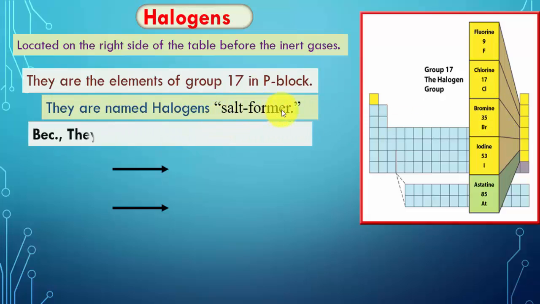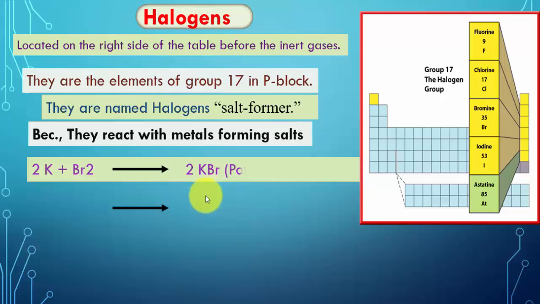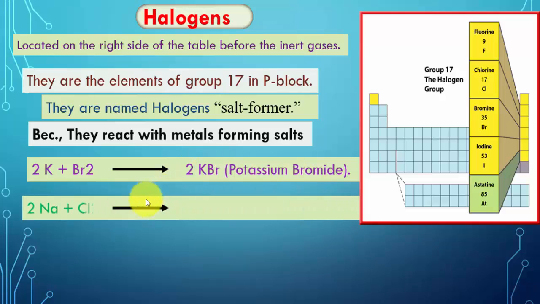They are named halogen, or we call them salt former. Why are they named halogen? Because they react with metal forming salt. How? 2K plus Br2 gives 2KBr, potassium bromide, this salt. Second example, 2Na plus Cl2 gives 2NaCl, sodium chloride, table salt.